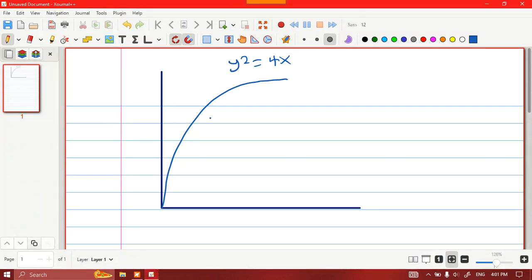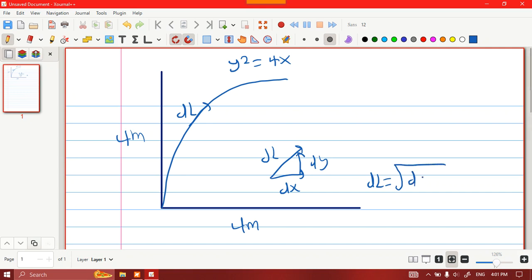I've already drawn the shape. I'm going to take a small segment dL, and I'm going to integrate through the whole shape. I have here 4 meter and 4 meter, the x and y axis of this shape. I'm going to draw dL yielding dx and dy. So dL, using the Pythagorean theorem, will be dx squared plus dy squared.